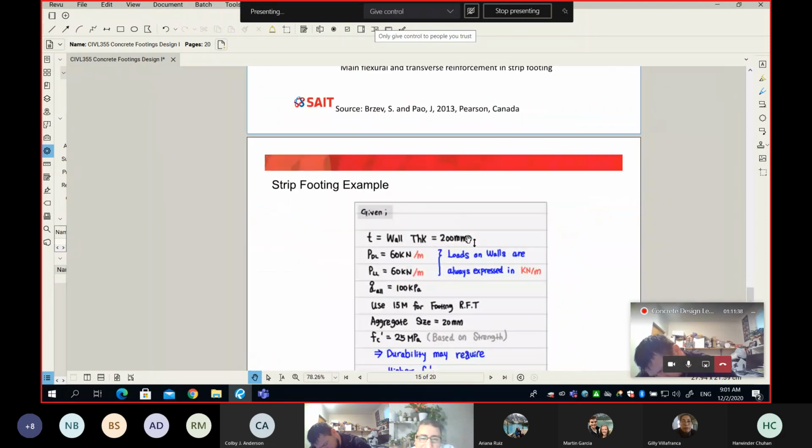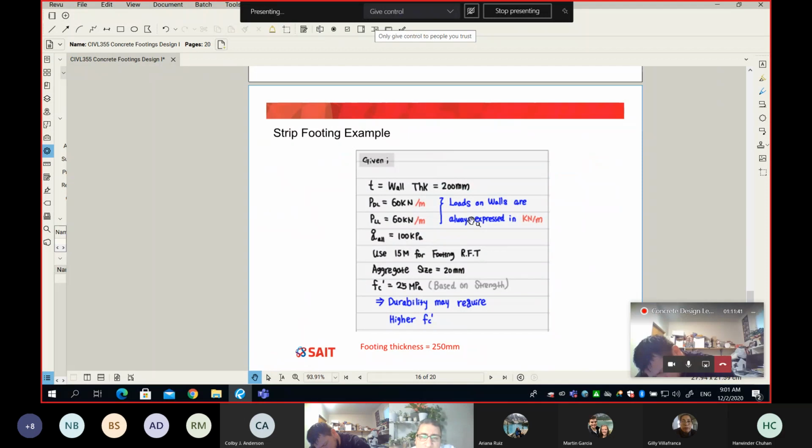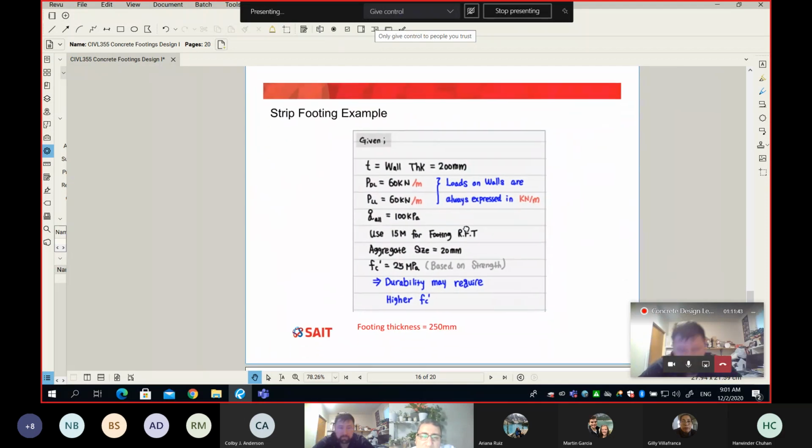Now here is our first example. We need to design a strip footing with the following information. Let's go one by one. For the thickness of the wall, and remember, thickness of the wall is not the thickness of the footing. That's the wall sitting on top of the footing. It's 200 mil, an 8-inch, like a basement wall, 8-inch concrete wall.